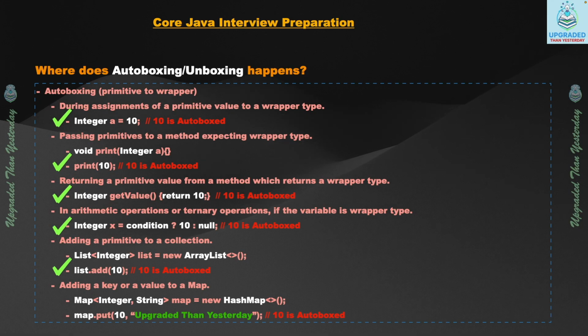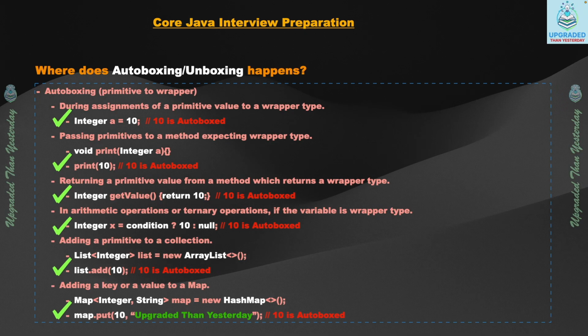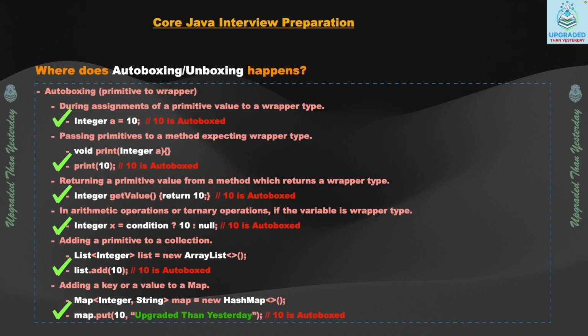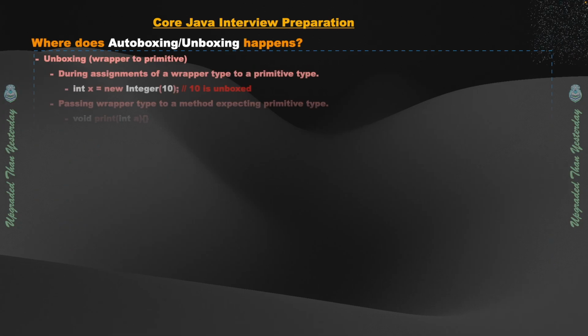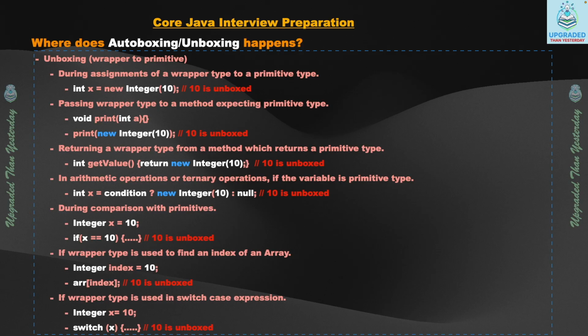Autoboxing happens while adding a key or a value to a map. For example, look at the code. The map key is defined as wrapper Integer, but a primitive value 10 is used as a key. This int value is autoboxed internally. Now let's understand where unboxing happens.